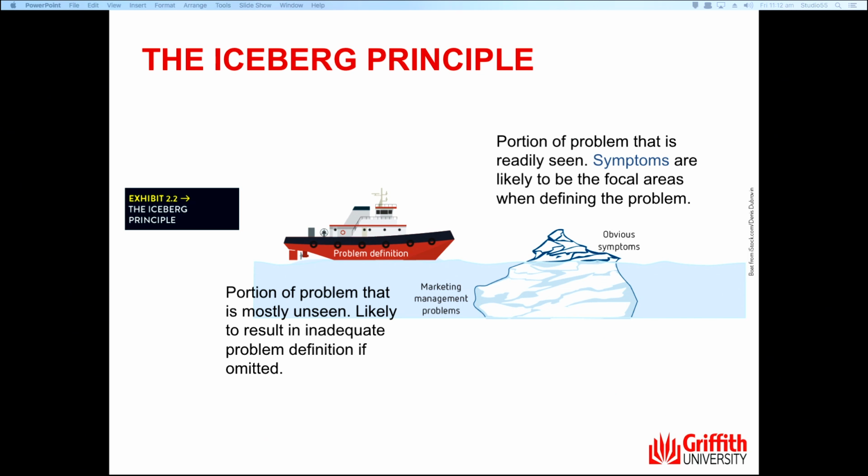The portion of the problem that is readily seen, is what a lot of marketing managers see, the symptoms, and symptoms are likely to be the focal areas when defining the problem. But many times the portion of the problem that is mostly unseen is likely to result in inadequate problem definition if omitted. Why do people shift, for example, if you remember Nokia phones, from a particular brand to the iPhone brand, to the Samsung brand? If you don't know the actual problem, what you've seen is probably just the symptom.